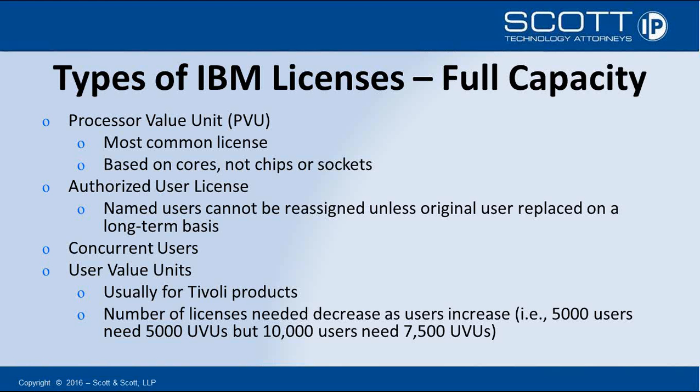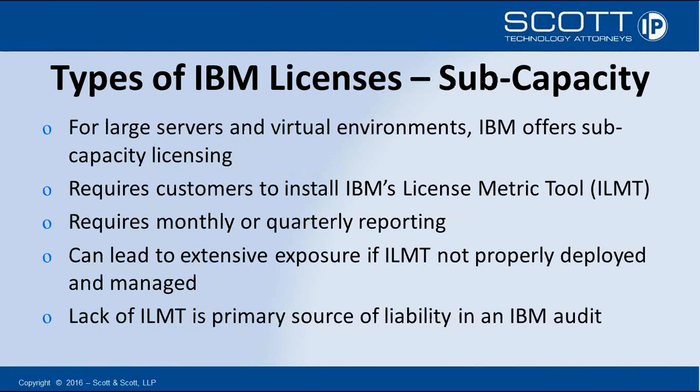IBM rarely, but sometimes, grants the right for concurrent users to use a product, and that is where the customer owns a certain amount of licenses and all of the employees can access those licenses provided that the concurrent number of licenses are not exceeded. And then there are user value units, and those are a calculation where the license requirement decreases as the number of users increases. So we've included an example in the slides that 5,000 users would need 5,000 user value units, but 10,000 users only need 7,500. So as you can see, in the full capacity default licensing set of metrics, there are 4 major and many minor types of licenses, and it's easy to imagine how licensing can get confusing and how customers would have difficulty evaluating their current license capacity at any given time.